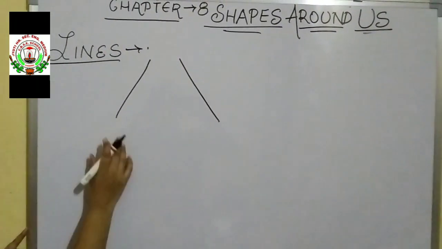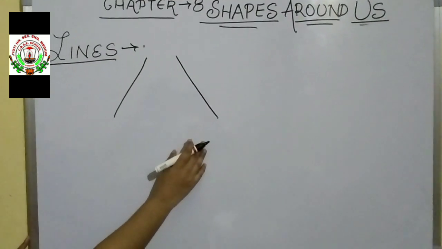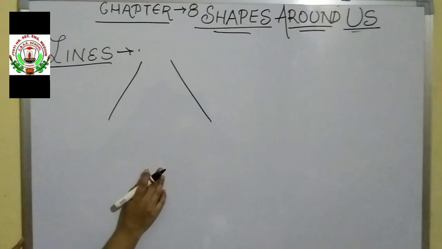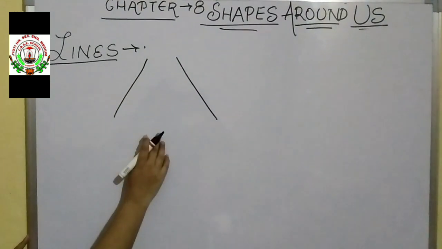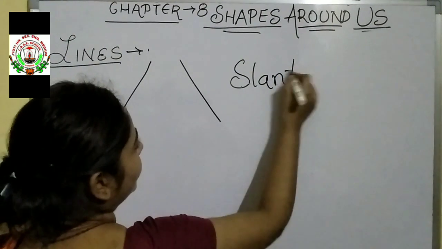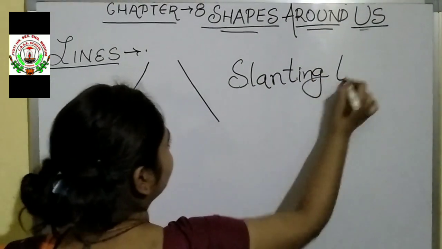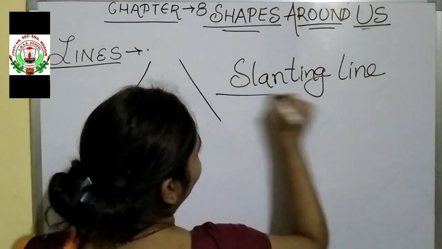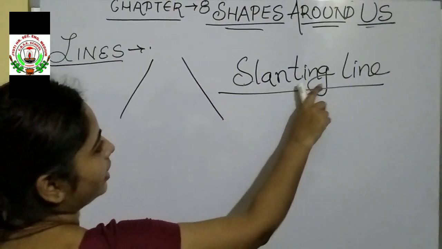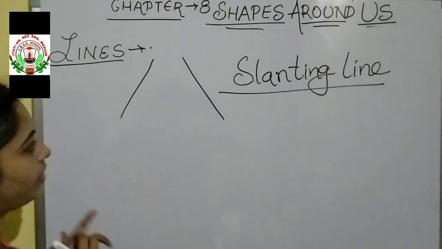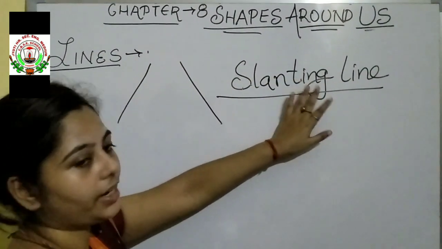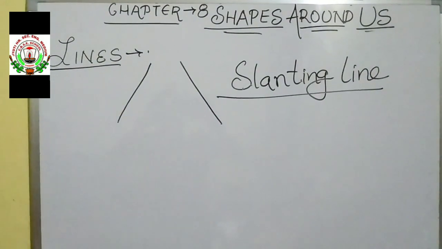So children, can you see two more lines which I made here? Yes. Can this be called vertical line? No. Can this be called horizontal line? No. These lines are called slanting line. What is it called, children? Slanting line. I am repeating the spelling. S-L-A-N-T-I-N-G. This type of line is called slanting line. Have you seen a ladder?